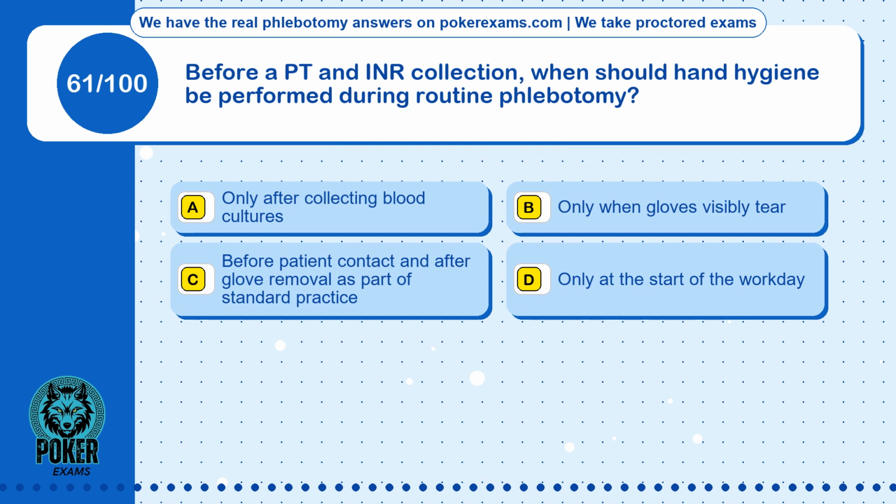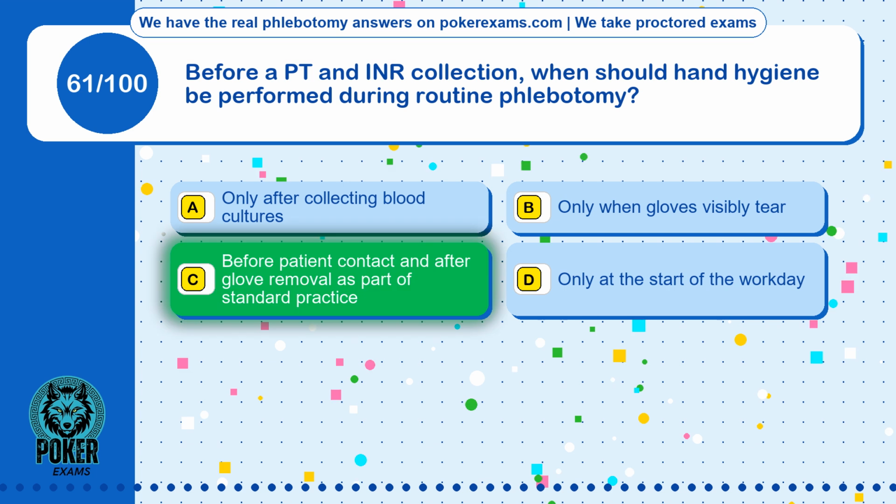Question 61. Before a patient INR collection, when should hand hygiene be performed during routine phlebotomy? Option A. Only after collecting blood cultures. Option B. Only when gloves visibly tear. Option C. Before patient contact and after glove removal as part of standard practice. Option D. Only at the start of the workday.